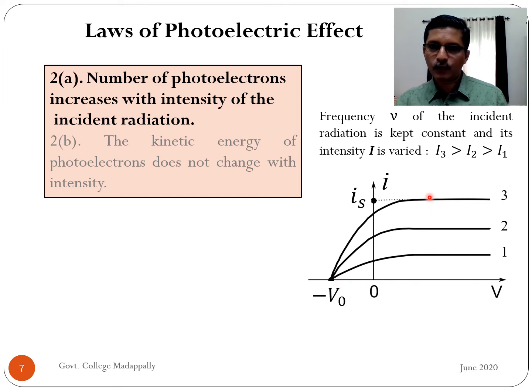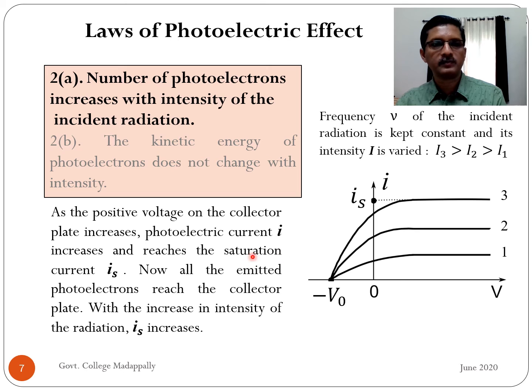And we have a graph like this. This graph shows that as intensity is increased from I1 to I2 to I3, photoelectric current increases, and this is the maximum current, called saturation current. Let us see how we can explain this. As the positive voltage on the collector plate increases, photoelectric current I increases and reaches the saturation current Is.